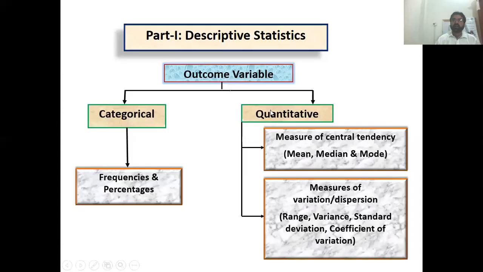So all these are descriptive statistics. Measure of central tendency tells you the middle values of the data set, which summarize your data in single values, whereas measure of dispersion or variation gives you information about the spread of the data, how much spread there is in your data set.